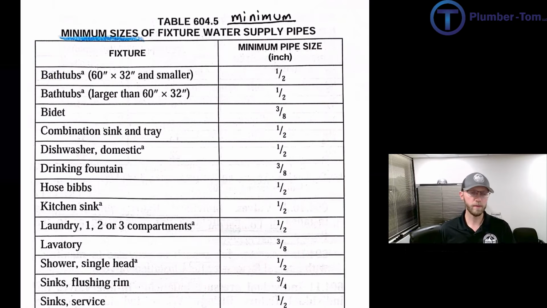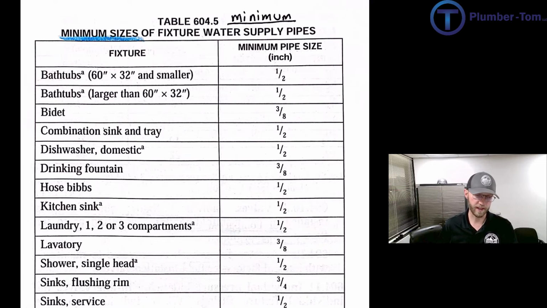Join me now on one more table. This is 604.5. It says minimum sizes for fixture water supply pipes. And this section says, well, you gotta meet this at least for your pipe sizes. When we get into sizing, depending on the load, we may have bigger pipes. But let's say to whatever fixture you're supplying, here's the smallest you can possibly go. The left column gives us a list of fixtures. The right column gives us a list of sizes. It's really simple, right? Bathtubs, 1/2 inch.